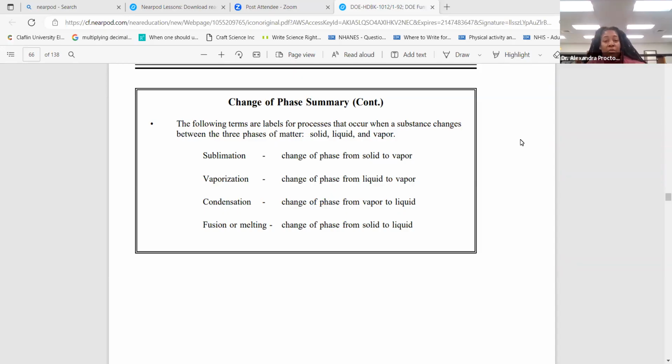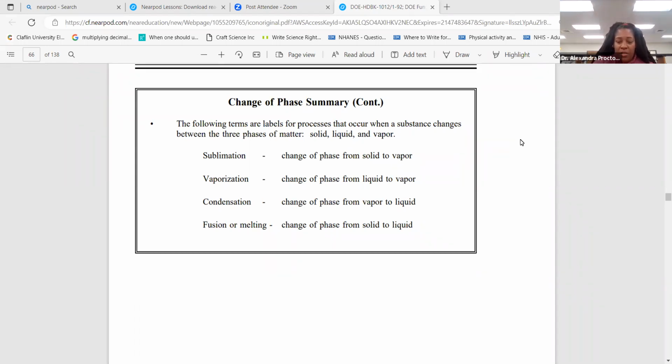So we are back and we're still working through the DOE Volume 1. The last time we talked, we had reached a summary. In the last chapter, we talked about the different phases. Sublimation was a change from solid to vapor. Vaporization was a change from liquid to vapor. Condensation was the change from vapor to liquid. And fusion or melting was the change from solid to liquid.